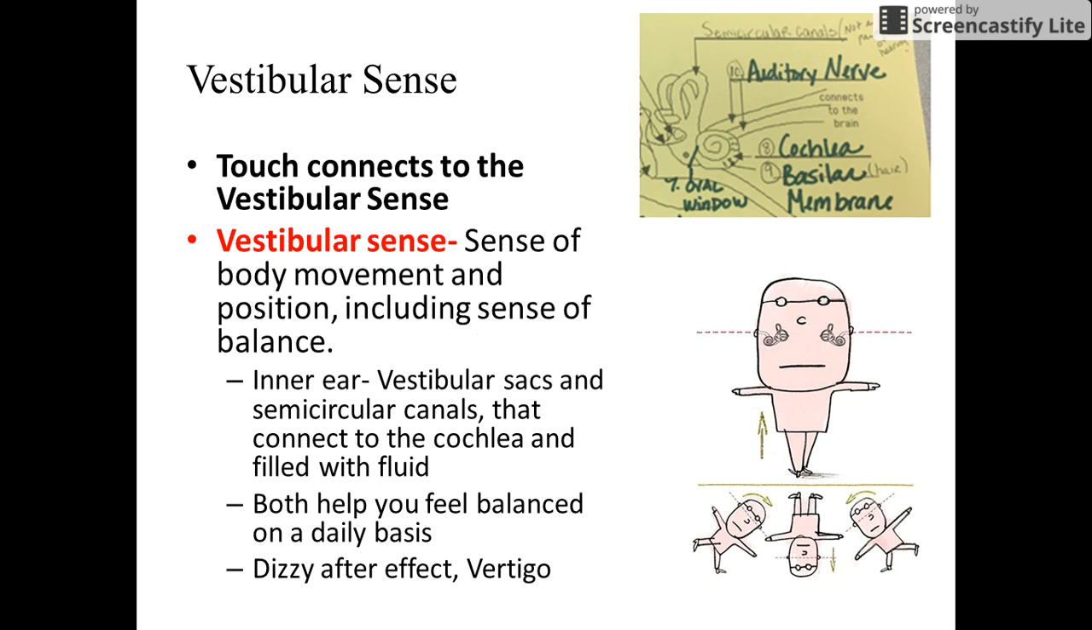Your inner ear actually has your vestibular sacs and your semicircular canals that help you deal with balance. They connect to the cochlea and they're filled with fluid. So up here in the drawing, you have your semicircular canals and your vestibular sacs. Both help you feel balanced.